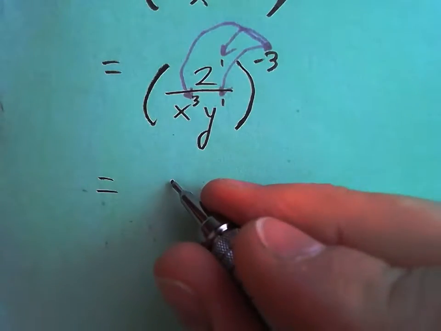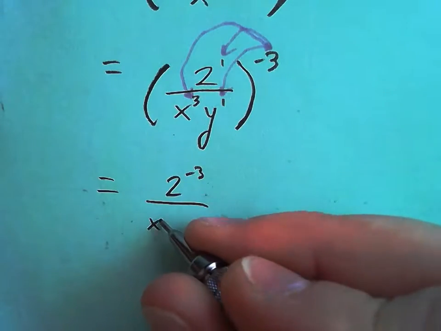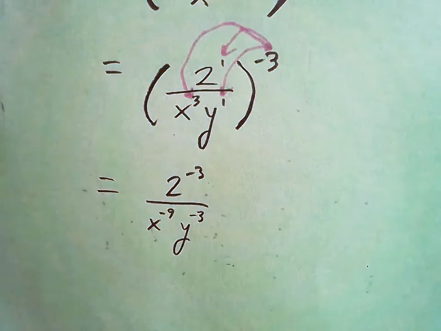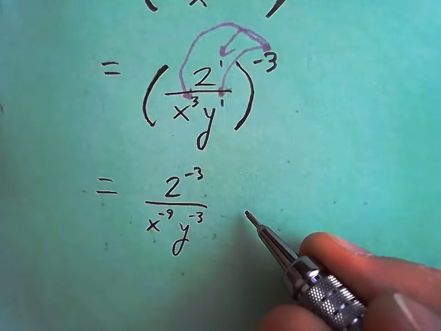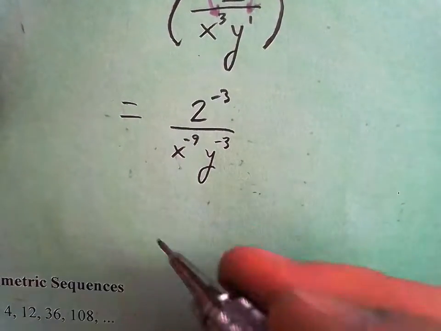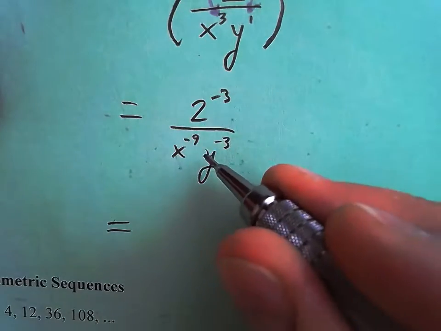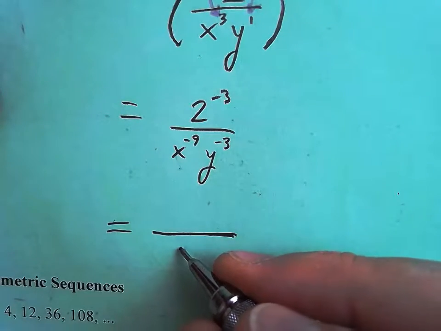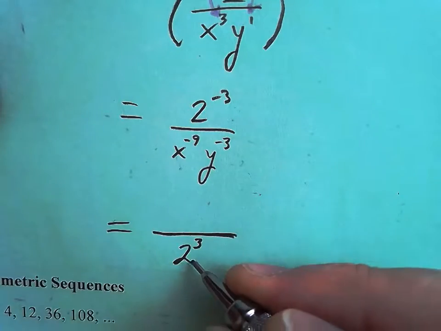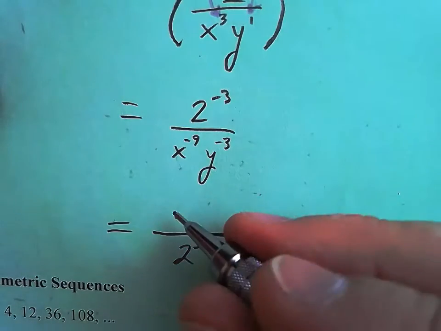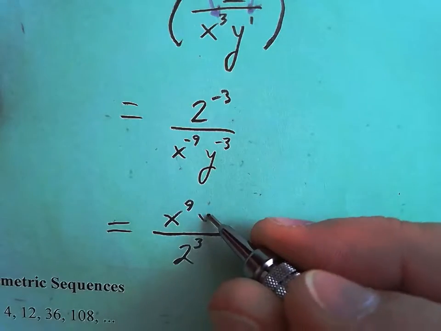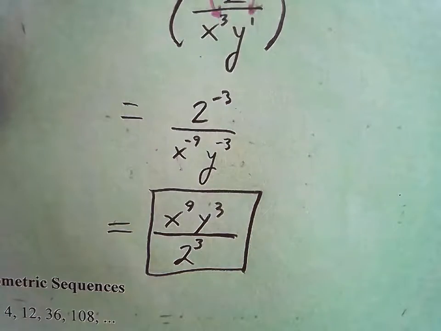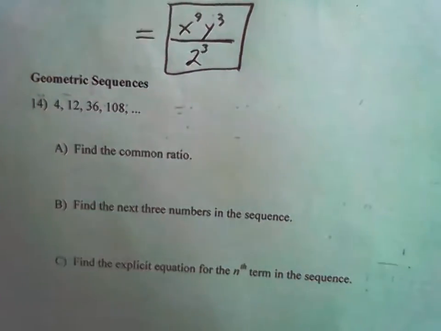So we're going to have 2 to the negative 3 over x to the negative 9 y to the negative 3. Since they're all negative now, we're going to flip them. If it's on the top, goes to the bottom. On the bottom, goes to the top. Or maybe I should be saying numerator and denominator. Numerator becomes the denominator, except it's not a negative exponent anymore, and vice versa. There you go.